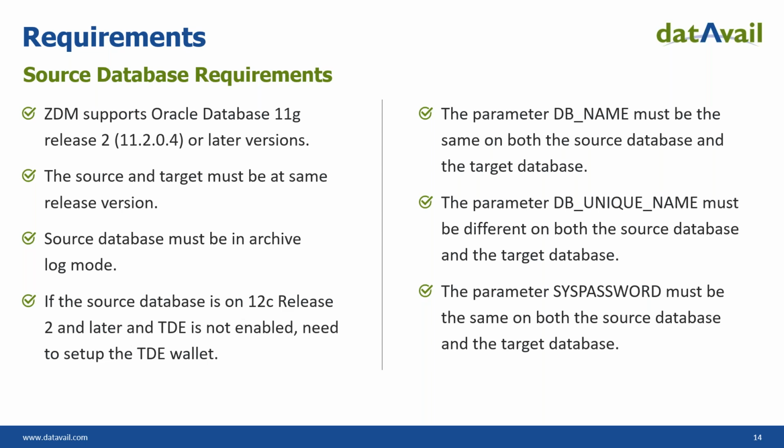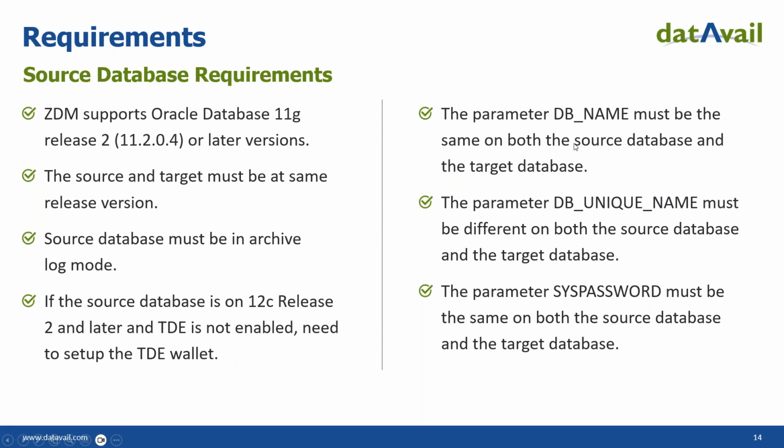As we know from the previous slide, the source database should be 11.2.0.4 and above, and it should be in the same release version. And the source database must be in archive log mode. That's another prerequisite that we need to meet. If the source database is on 12c Release 2 and later and TDE is not enabled, you need to set up the TDE wallet. So for 12c databases, we need to configure Transparent Data Encryption to migrate to OCI.